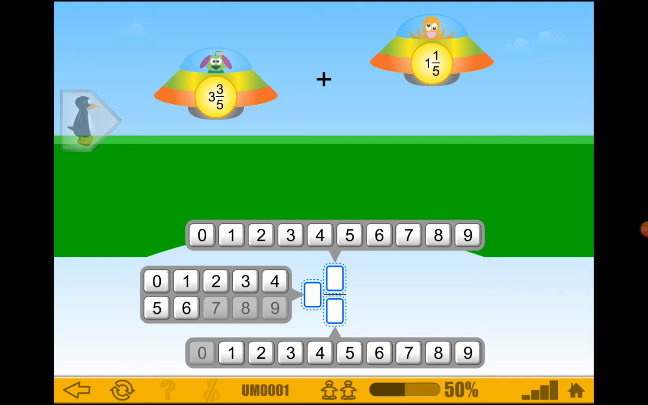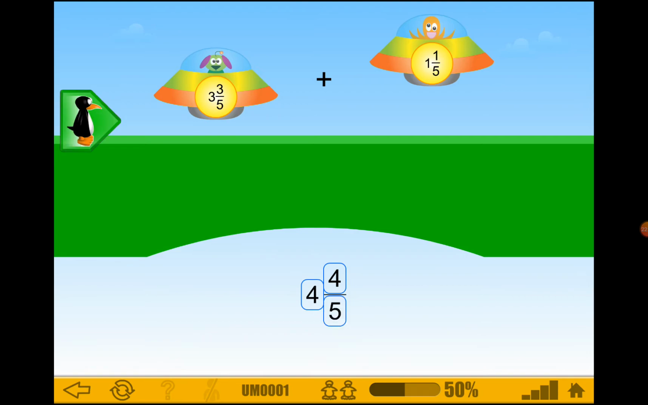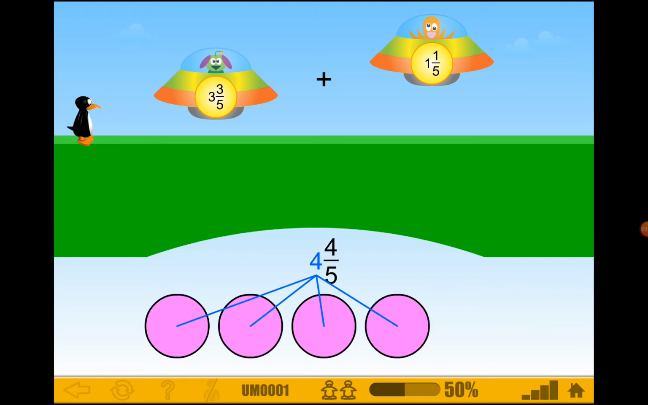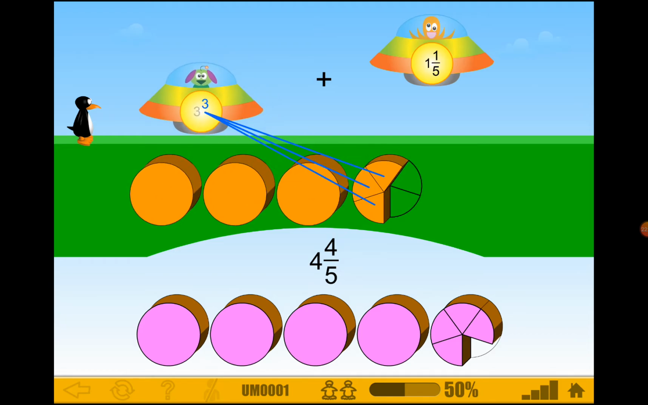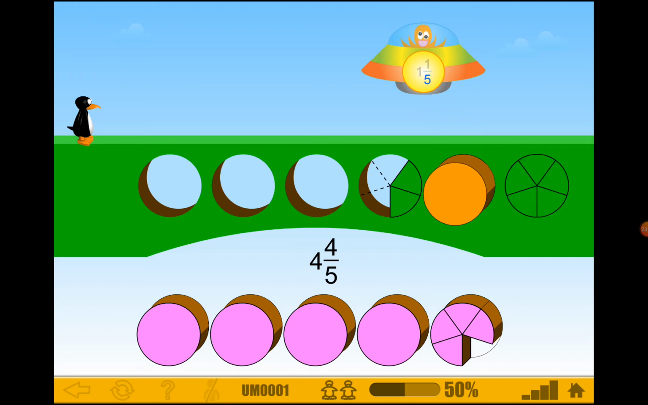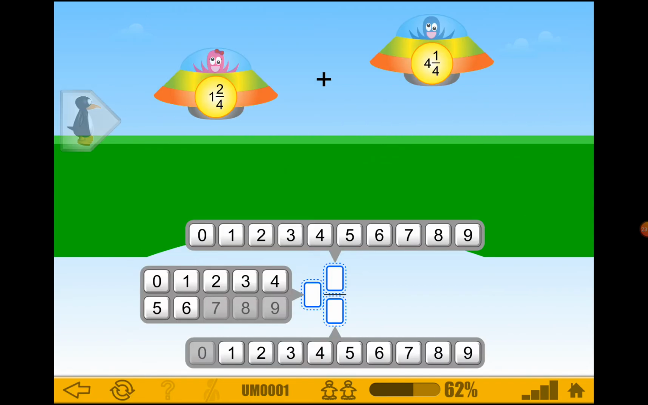Now let's see. 3, 3, 5. So, okay. Okay, yeah, anyways. 4, 4 over 5. So do this one. 4, 4 over 5. Okay. 4, 4 over 5. Good. So now we're gonna do the next question, which is this.